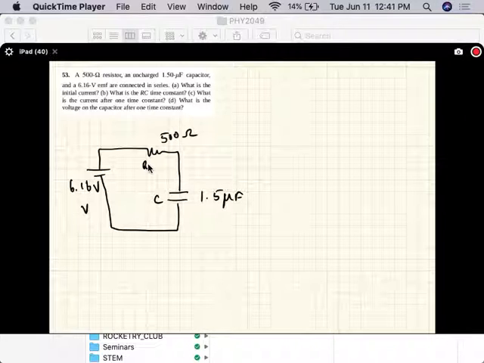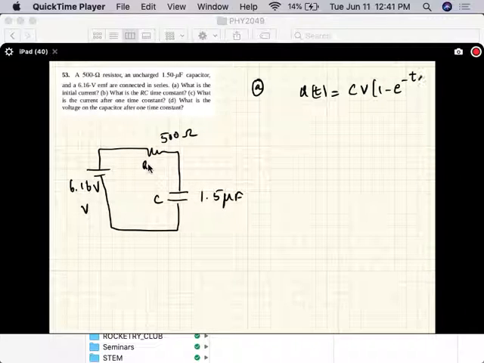You saw in theory class that the charge on the capacitor builds like so: Q(t) is CV times 1 minus e to the power minus t by RC. RC is the time constant. Okay, that's how the charge builds on the capacitor.